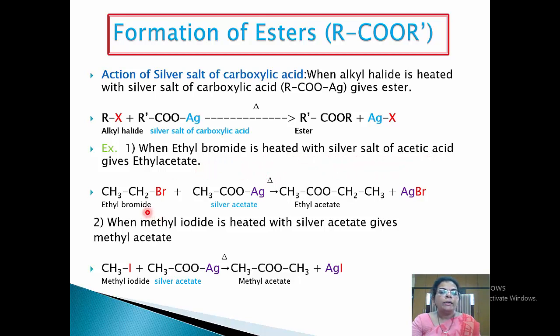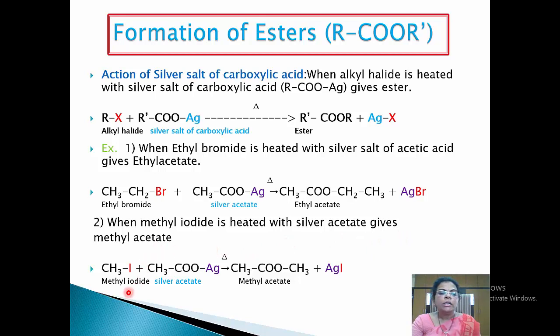Now ethyl bromide, that is CH3CH2Br, when heated with silver acetate, that is CH3COOAg, gives ethyl acetate, that is CH3COOCH2CH3, plus AgBr. Second example: when methyl iodide is heated with silver acetate, it gives methyl acetate.